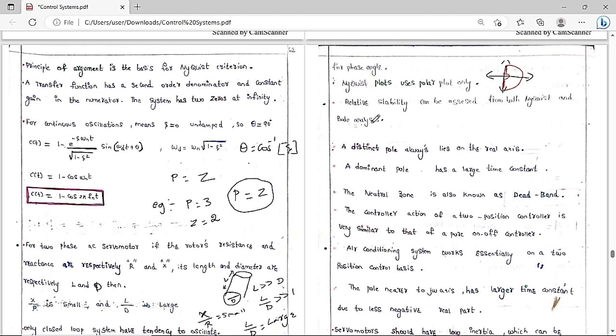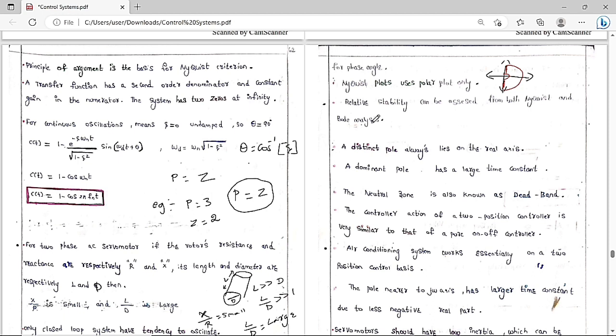The next point is a distinct pole always lies on the real axis. I already told you, distinct means different poles. Whenever the different poles lie on the real axis, it means that the damping ratio is greater than 1. I have already told this important point. So distinct poles always lie only on the real axis, which means that the damping ratio is greater than 1.